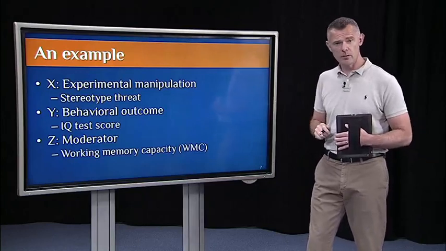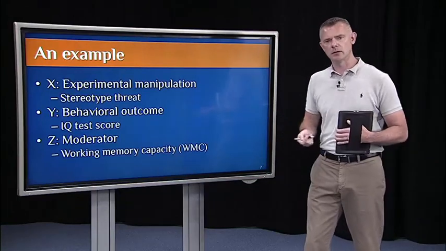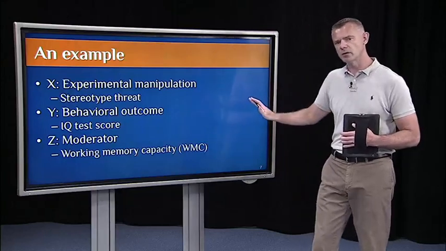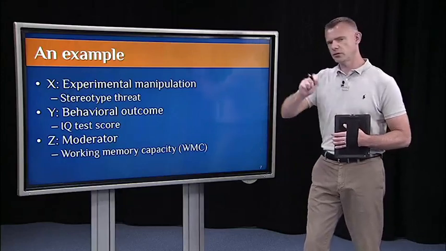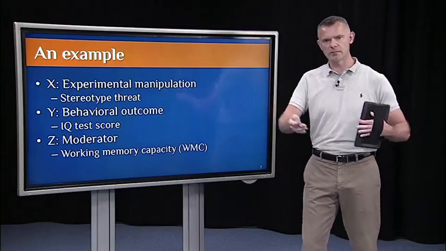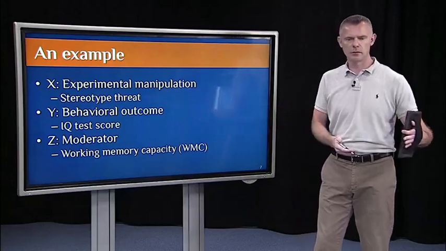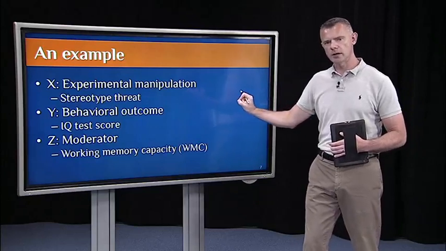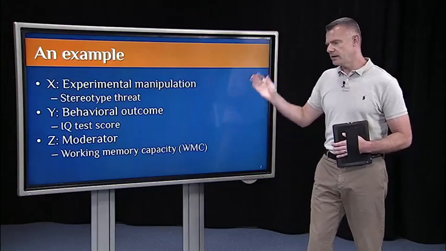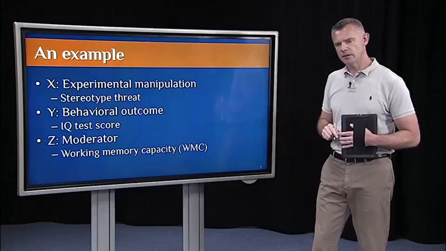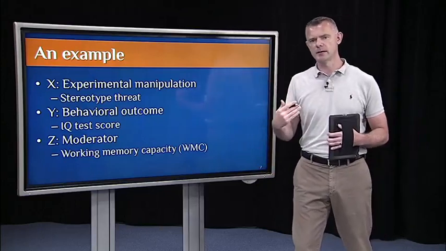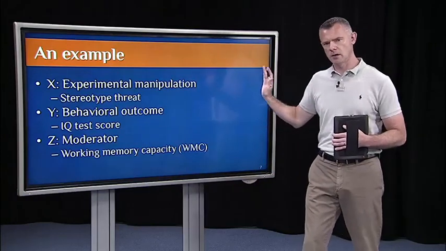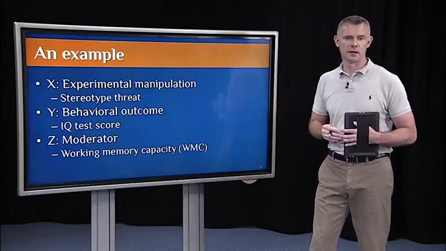That's our predictor variable. And notice that this is experimental research, in that we have a true independent variable. We're going to randomly assign people to either a threat condition or a control condition. And then we'll see how well they do on an IQ test. And the idea in this example is that maybe working memory capacity moderates that effect. And there's actually some research recently to suggest that this is the case.